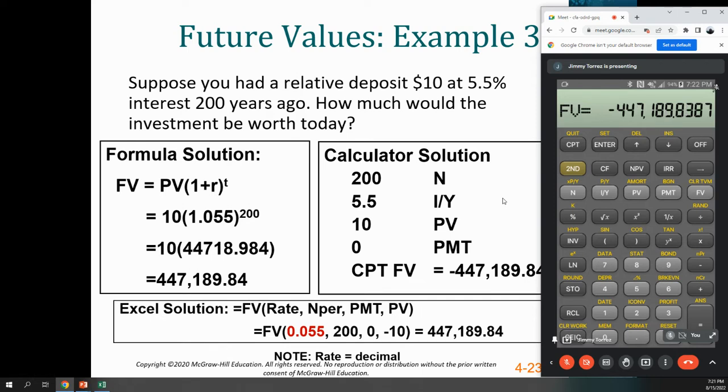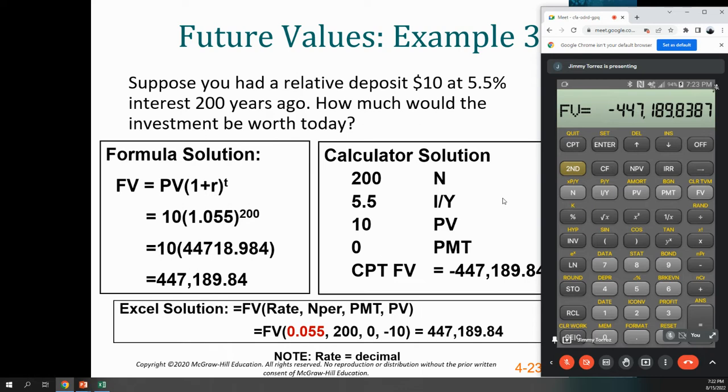I get negative $447,189 and basically 84 cents. And that's because the present value we had was positive. If we would have made the present value negative, the future value would have been positive. So remember that at least one has to be positive, either the future value or the present value, or later on payments. But usually the present value is negative because it's how much you put in. Unless it's a loan, then the future value will be 0 or negative.